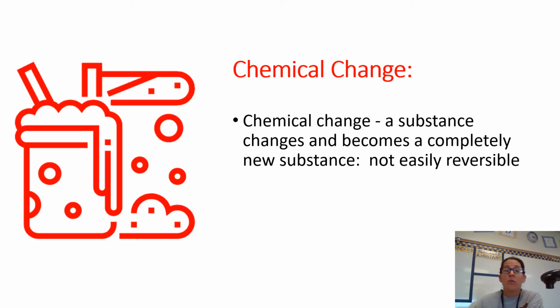All right, here we have a chemical change. A chemical change is when a substance changes and becomes a completely new substance. This is not easily reversible.